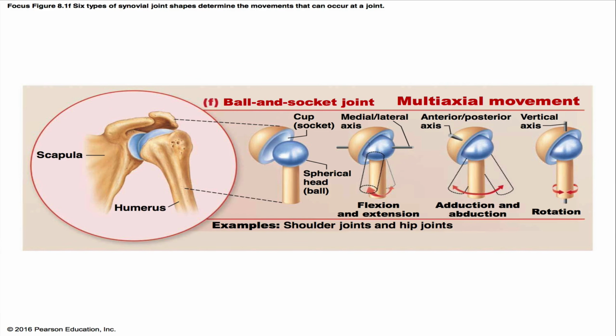So the movements that you get over here: along the medial lateral axis, you get flexion and extension that takes place. Along the anterior posterior axis, you'll get adduction and abduction that takes place. And then along the vertical axis, you end up getting a rotation that takes place. So again, this type of joint provides the most movement out of any other type of synovial joint. And that's it for the first part of Chapter 8.